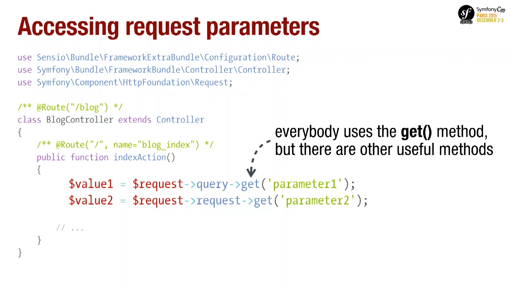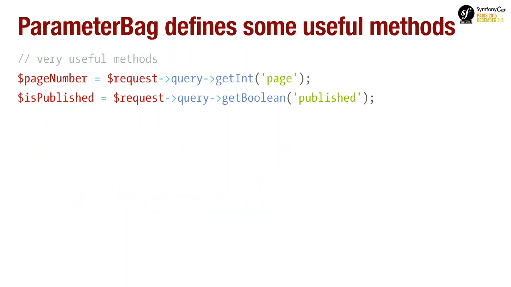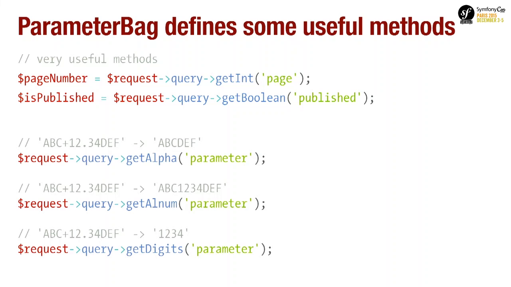The problem is that some people think that this is the only method you can use. Actually, there are a lot of methods, like these 2, which are really useful to get the value of a request parameter as an integer or as a Boolean value, instead of a string, which is the default one. So this is really useful. There are other methods, but to me, they're a bit more exotic. I don't use them very often. But the first 2, they're really useful.